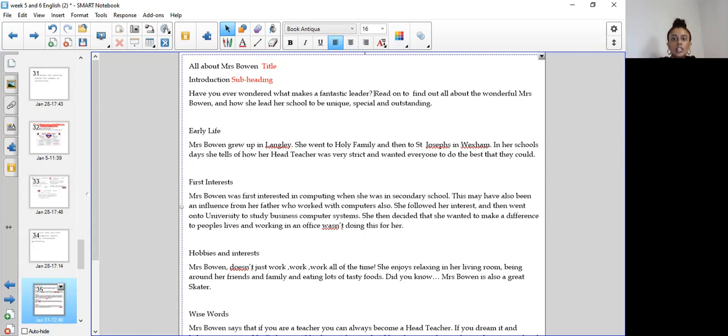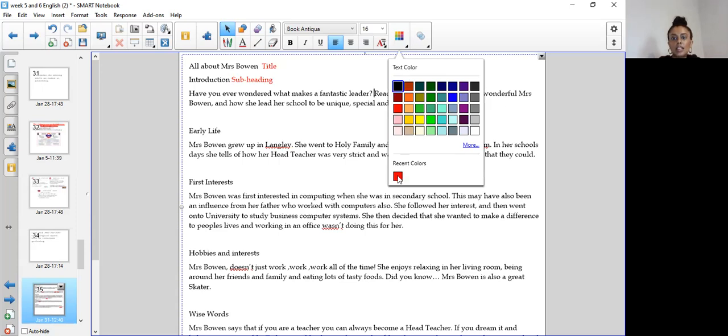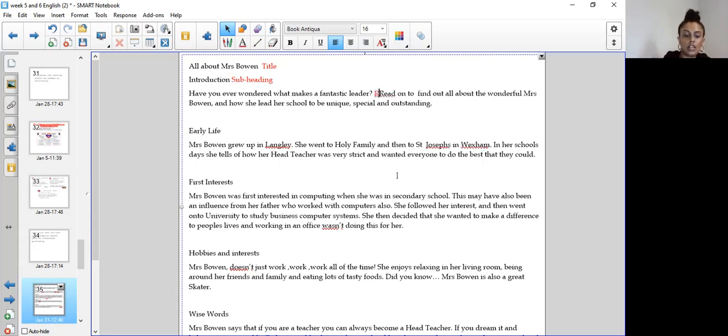And we've also got in here, I'm just going to put them in as a way to see exactly what we're writing, our rhetorical question being used here, which I'll put into brackets. Have you ever wondered what makes a fantastic leader? Read on to find out all about the wonderful Mrs. Bowen and how she led her school, or you could put her large school, to be unique, special, and outstanding.